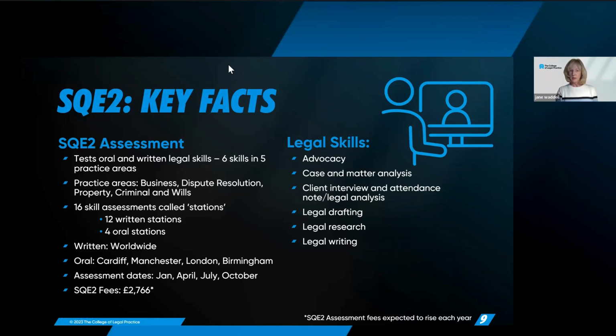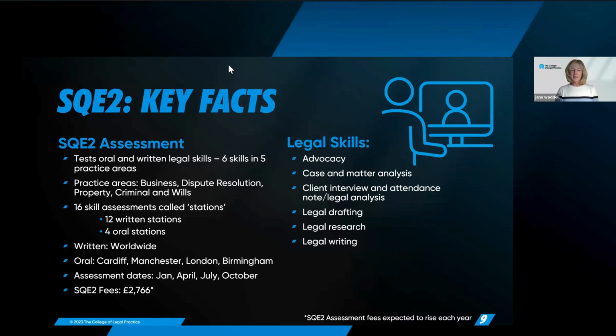Not all of it, but they pull out the main practice areas, which are business, as you'd expect, which is far-ranging, dispute resolution, which is litigation, property, criminal, which again is litigation, and wills. So those are the main areas that you're assessed in. Of course, there are spin-offs, because litigation could be about a contract, for instance. You need to have a working knowledge of contracts.